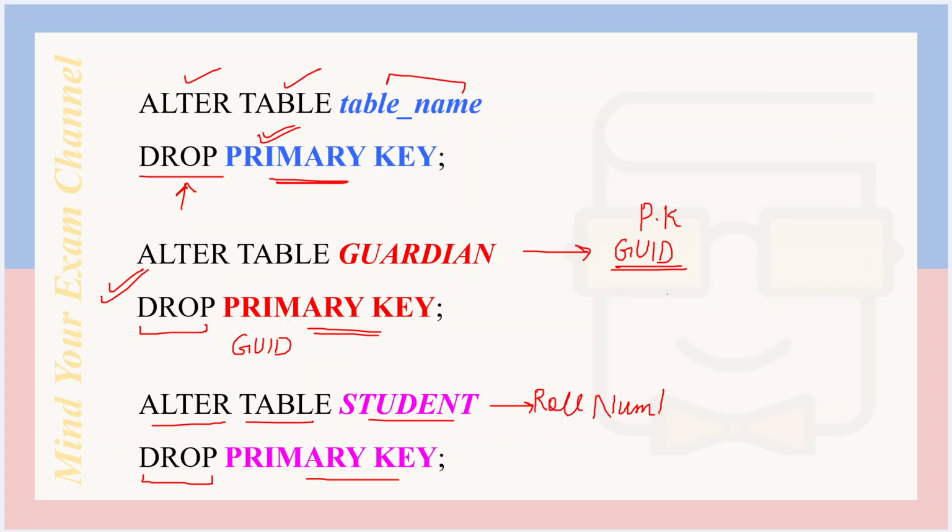But you should always remember that after you are dropping or removing the primary key, you must follow it with a command to add a new primary key, because in relational databases, any relation or any table must be containing a primary key so that the uniqueness of entities and records is maintained.